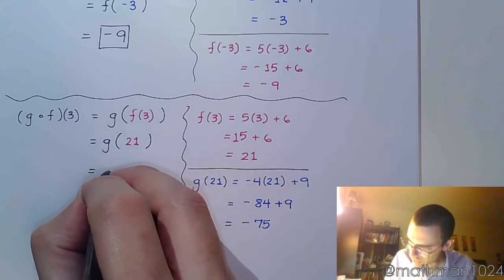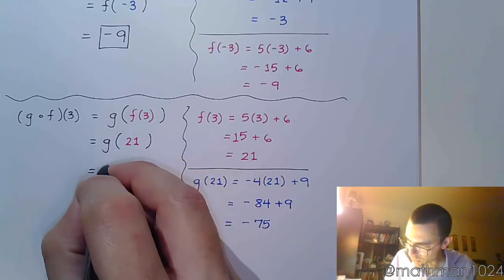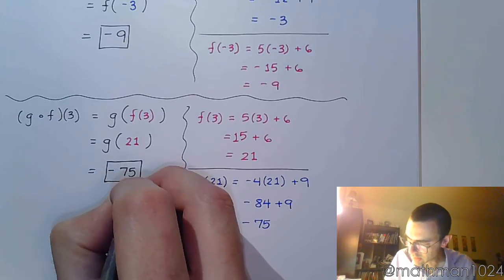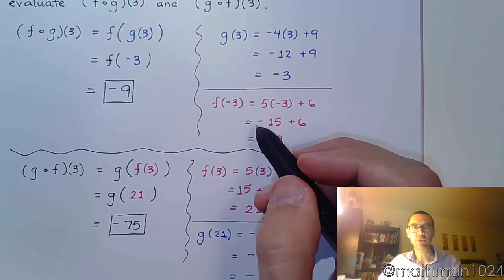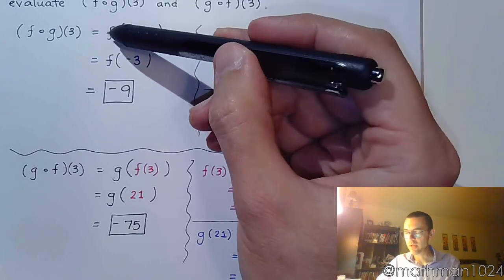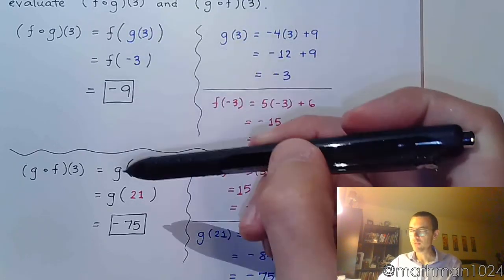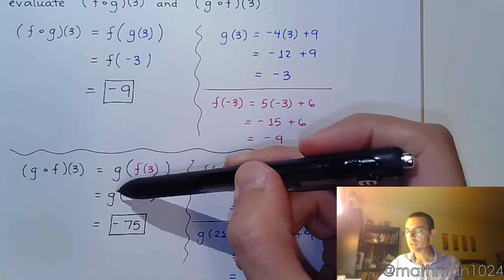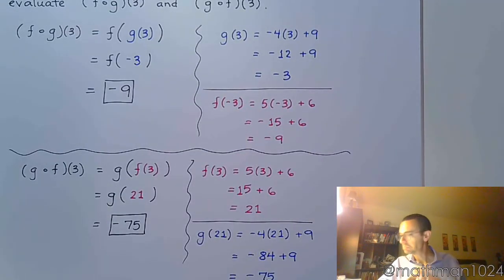So you see that we get two completely different answers depending on the order that we take. If 3 goes into g first, and then f, we get negative 9. But if 3 goes into f, and then that goes into g, we get negative 75. So the order here is very, very important.